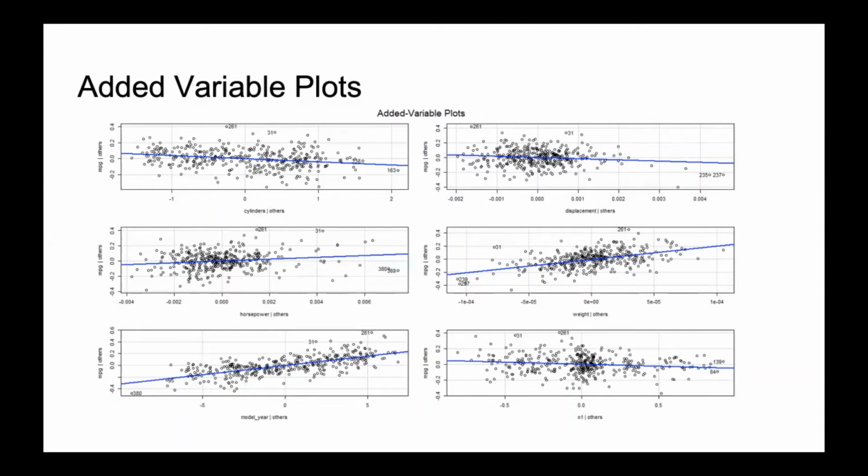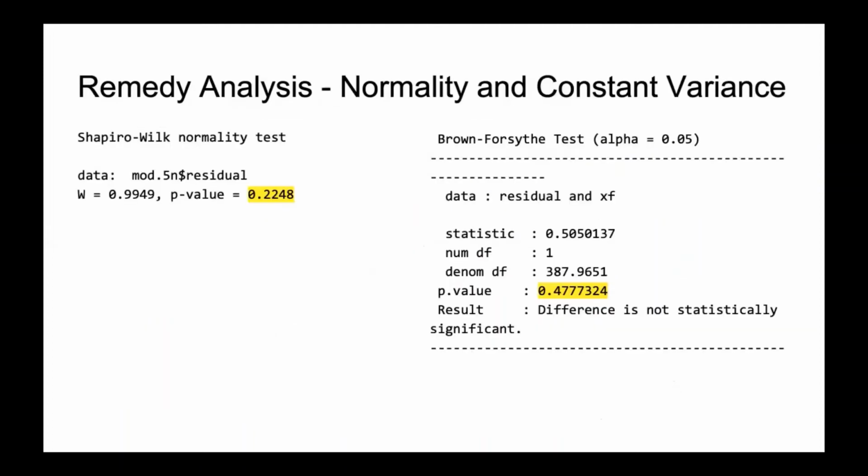This is the added variable plots, and you can see that all of these variables that we've chosen do contribute something when the others are there. So finally, with our last model, we decided to do a Shapiro-Wilk and a Brown-Forsythe test, both of which passed with flying colors.